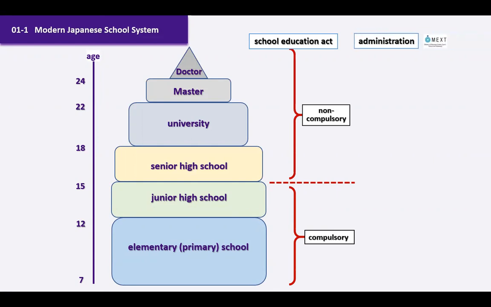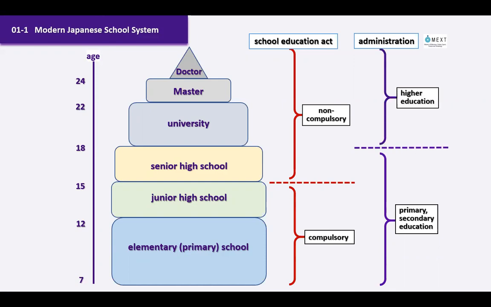However, according to the administrative division of MEXT, our Ministry of Education, Culture, Sports, Science, and Technology, elementary, junior high, and senior high schools are classified as primary and secondary education, while education above senior high school, including universities and postgraduate studies, is called higher education.